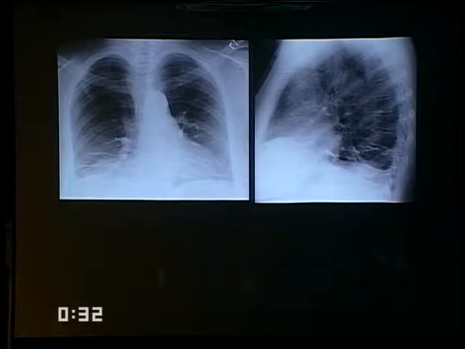Another finding that I think is even more suggestive is shown in this case, which we saw recently. And this chest radiograph came to us from the emergency room and had not been suggested as a case of pulmonary embolism.